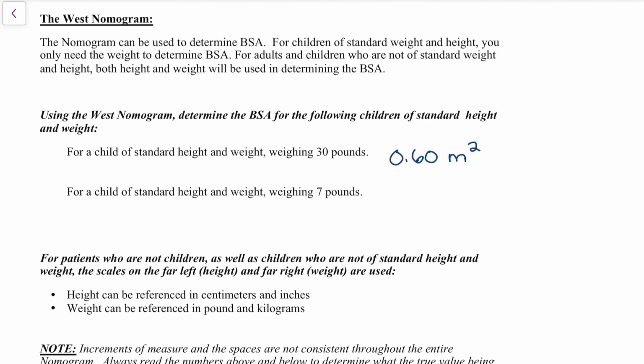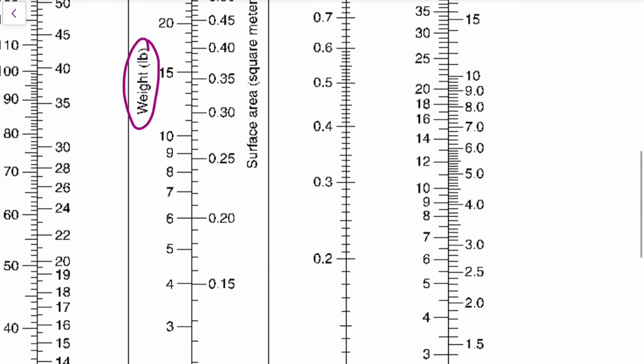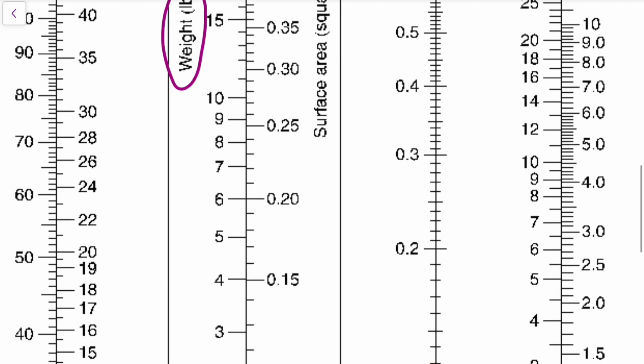And if we look for 7 pounds, let's go down to our 7 pounds is right here. So it's just a tiny bit above this line. Now, to figure out what this line is for, you're going to have to kind of look between the 20 and 25. Now, the little dashes aren't always the same between each measurement. So you need to look at the measurements given above and below and determine what each dash is for.